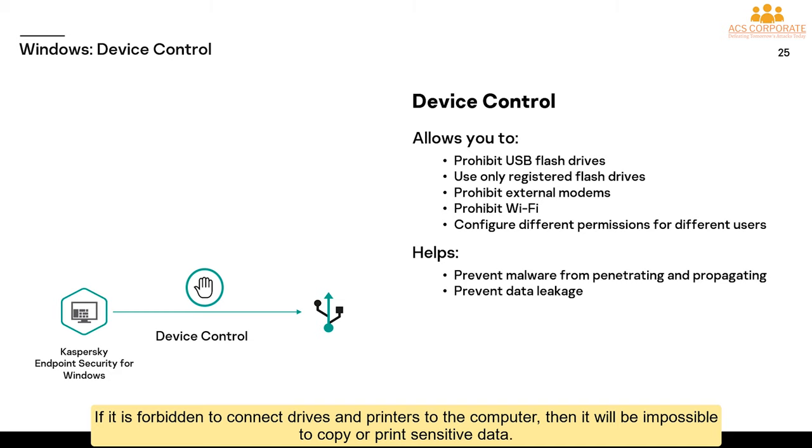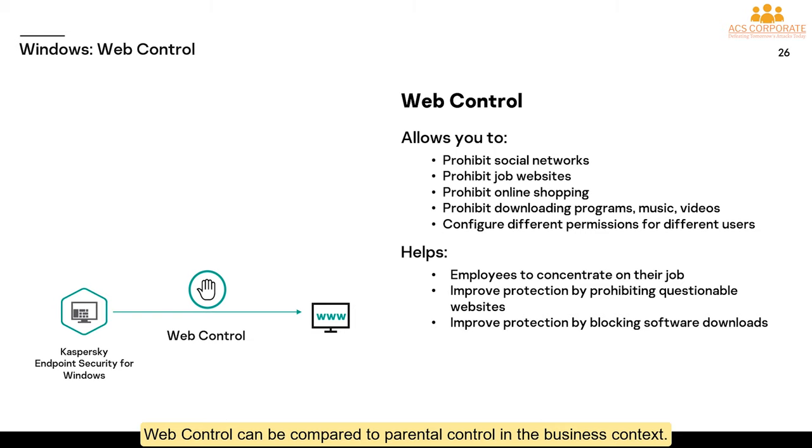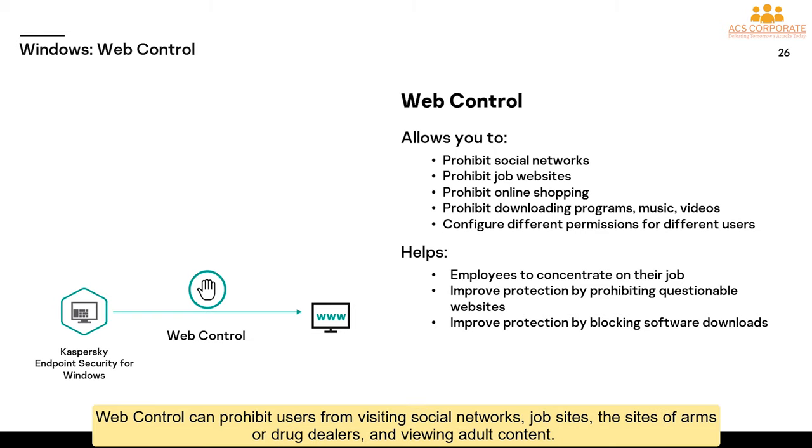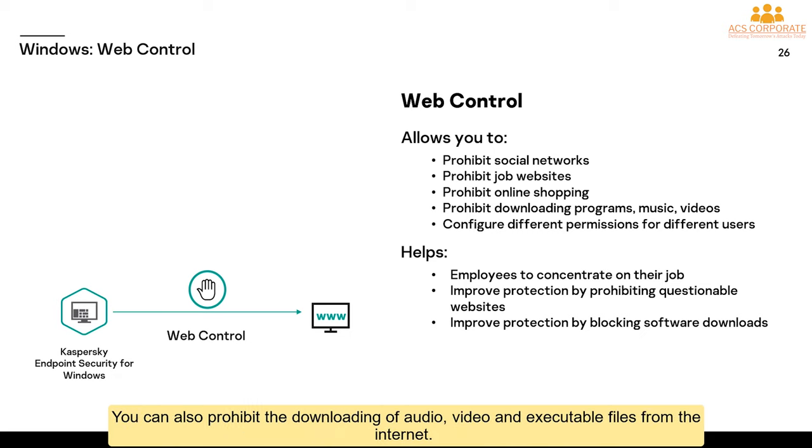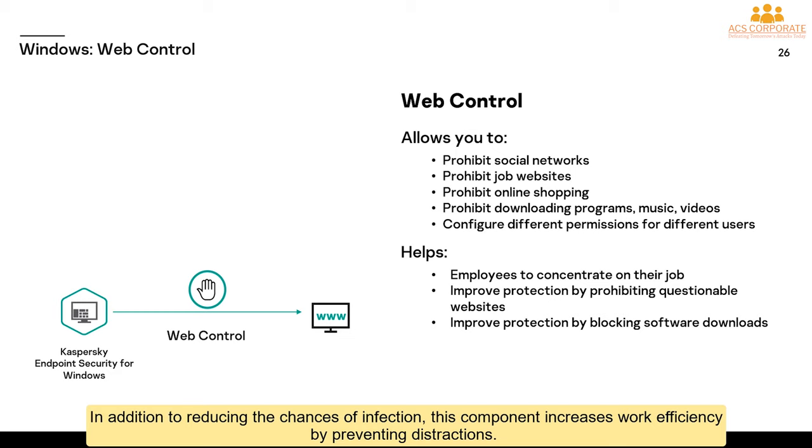print sensitive data. Web control can be compared to parental control in the business context. Web control can prohibit users from visiting social networks, job sites, the sites of arms or drug dealers, and viewing adult content. You can also prohibit the downloading of audio, video, and executable files from the internet. In addition to reducing the chances of infection, this component increases work efficiency by preventing distractions.